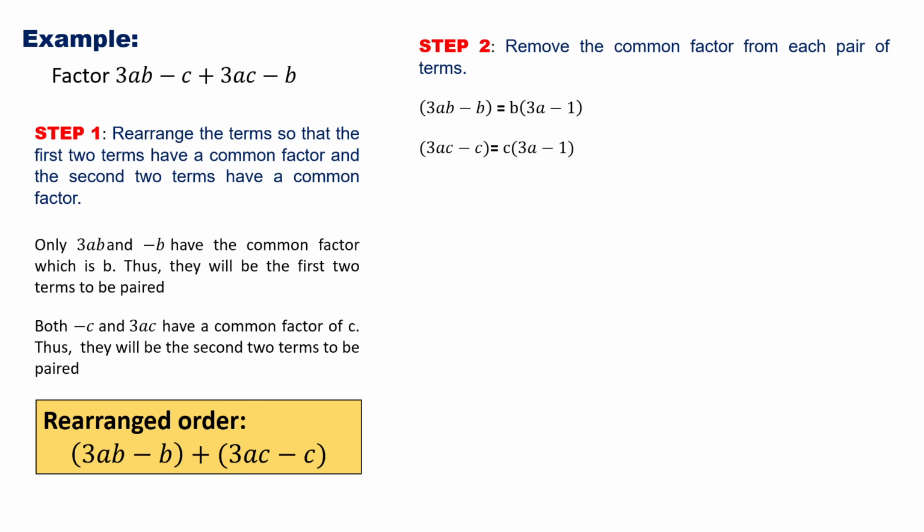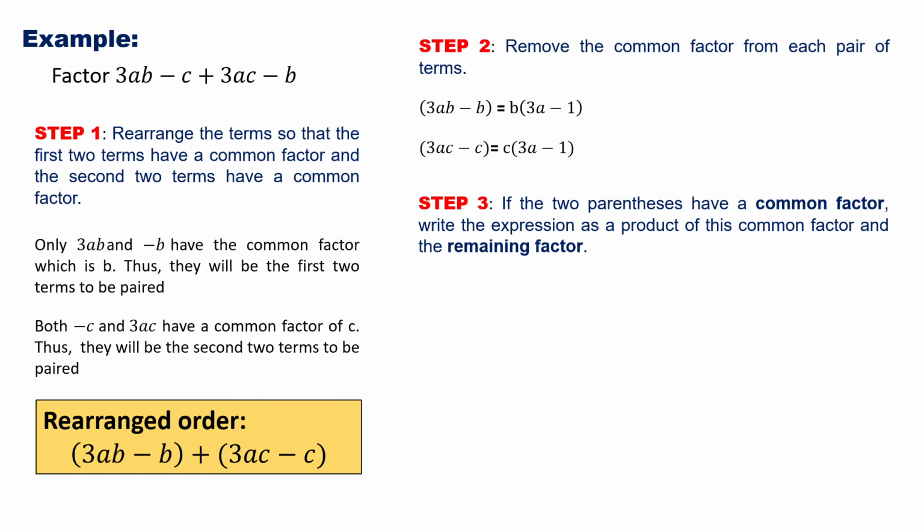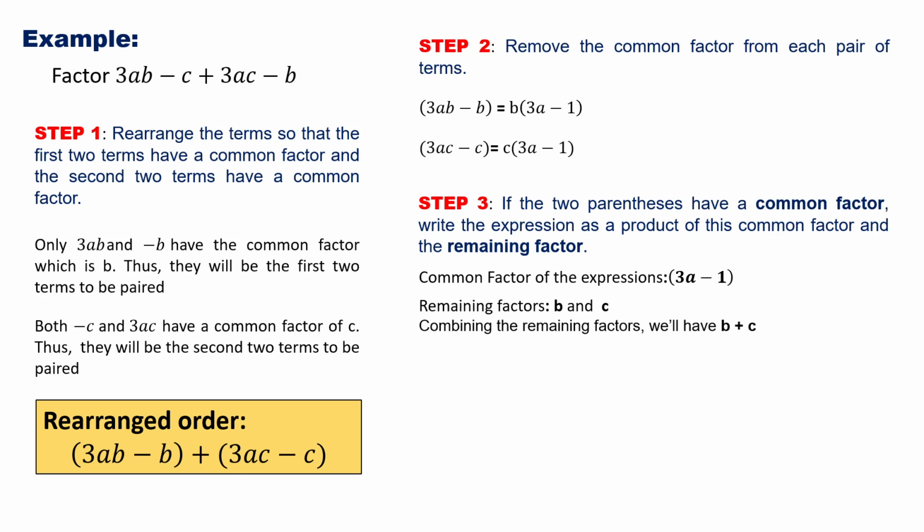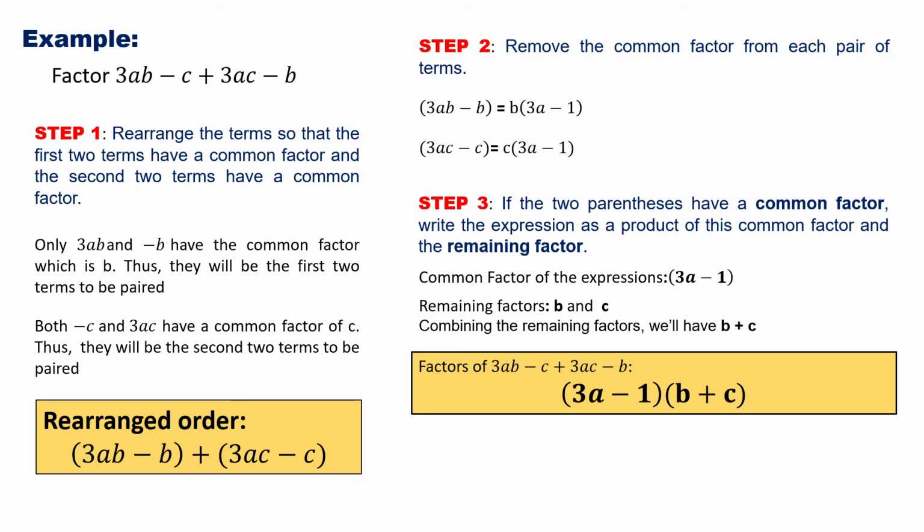And gamit yung dalawang factored form ng ating dalawang pares ng terms, diyan natin again pagbabasehan ang factored form ng ating given na polynomial. So the common factor of the two pairs is 3a minus 1. Now, yung remaining factors naman ng ating dalawang pares ay b and c. And by combining the remaining factors, we will have b plus c. So therefore, the factors of 3ab minus c plus 3ac minus b are 3a minus 1 and b plus c. And that's it.